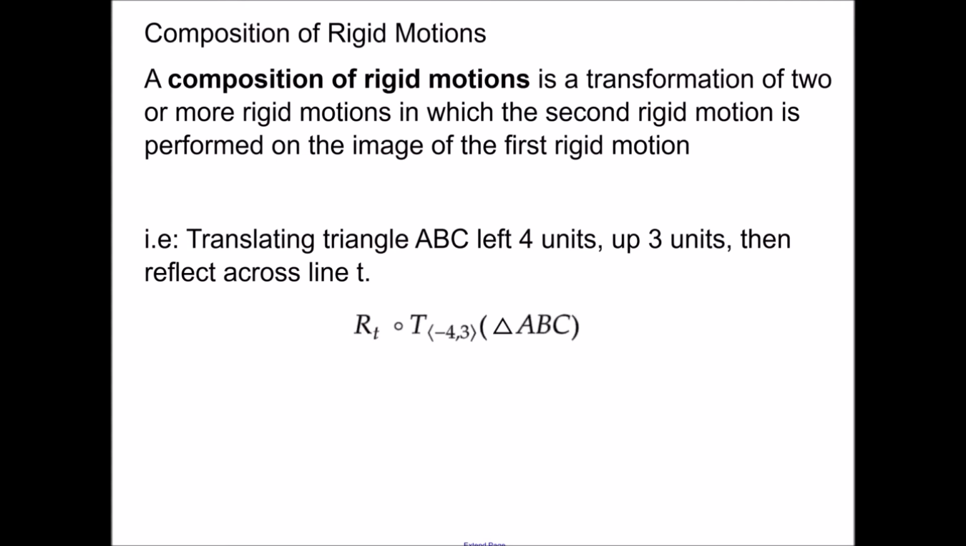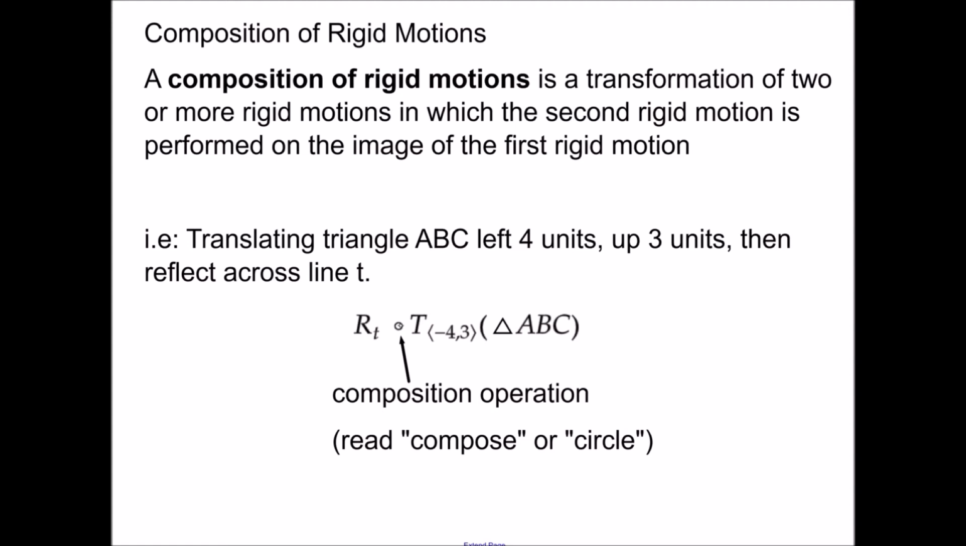The way we would notate this is, we're doing the translation first, on the triangle ABC, so that has to happen first, followed by the reflection across line T. Notice that the sequence of transformations occurs from right to left when you write down the notation. In this case, the transformation that appears first on the right-hand side happens first, and the one to its left happens second. If you had a third transformation, it would appear to the left of the R in this example, and so on.